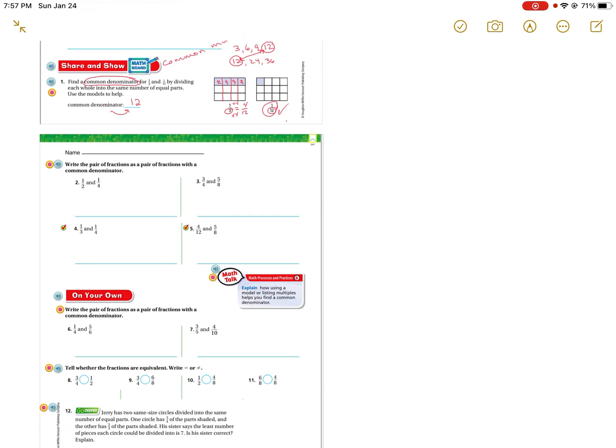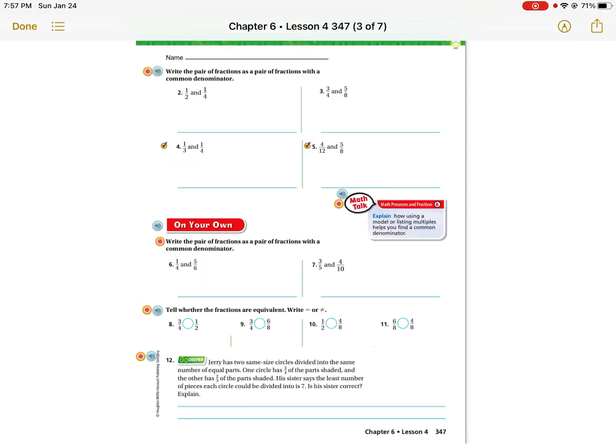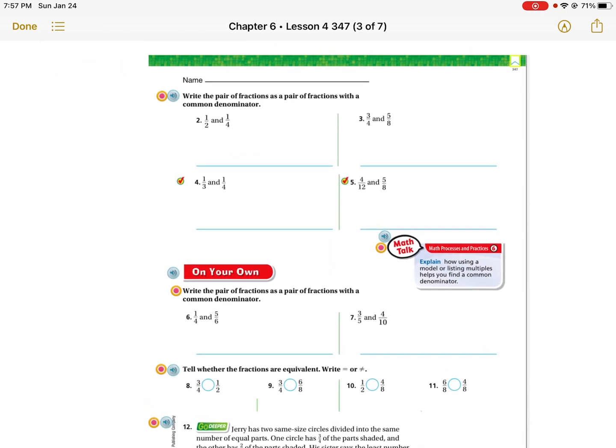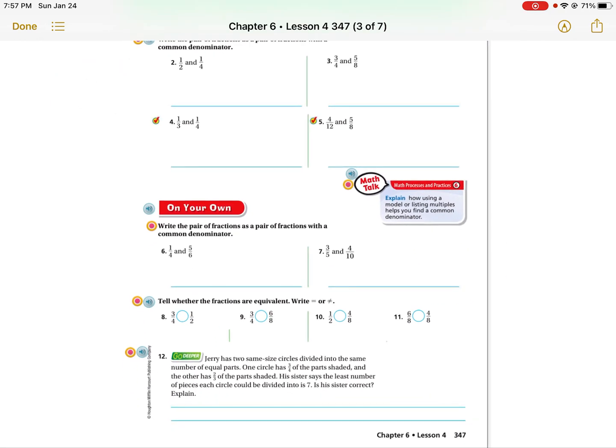The top, we're going to do some of these together. And the directions want us to write the pair of fractions as a pair of fractions with a common denominator. And that's exactly what your Go Math assignment's going to do. All right, so you want the common denominator, and you're going to want 2 new fractions. You're going to want a new fraction for 1/2, and you're going to want a new fraction for 1/4. Well, to do that, you need to find your common denominator.